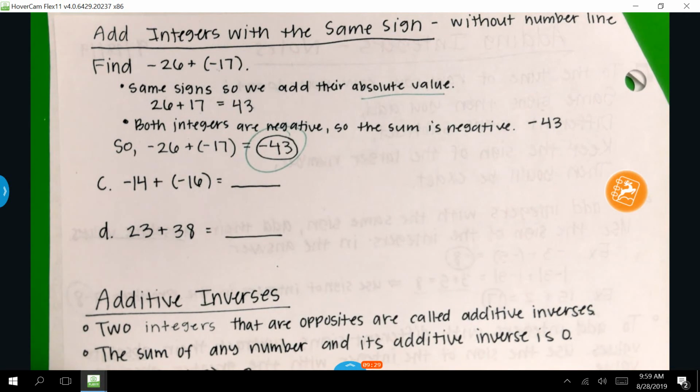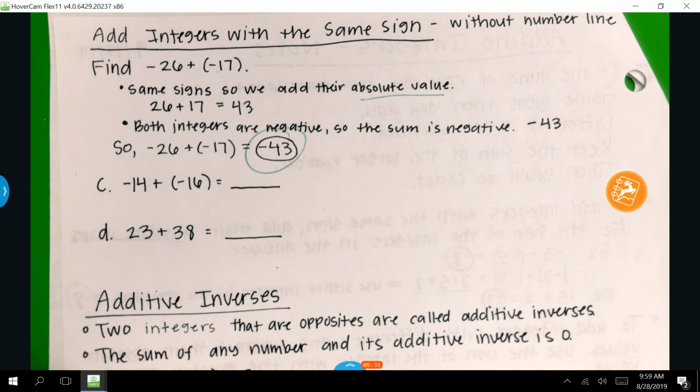If you're adding two positive numbers, the answer is positive. If you're adding two negative numbers, the answer is always negative. It really matters which number is larger if you're adding different signs. So if you're adding a positive and a negative, that's when you have to look for the larger number's sign.